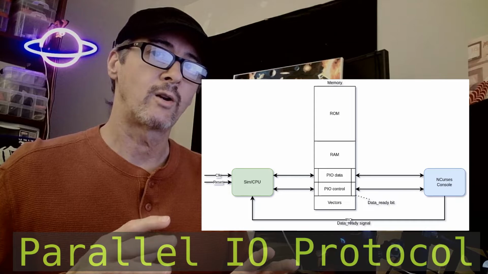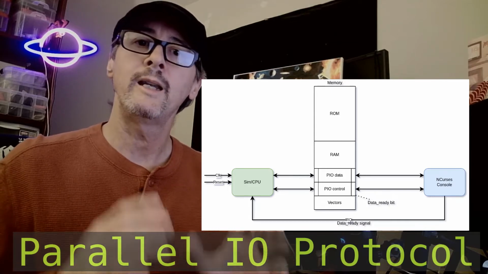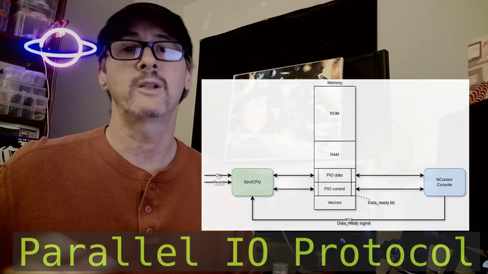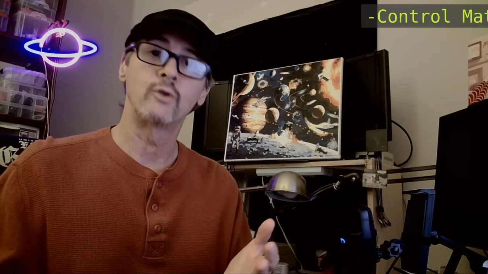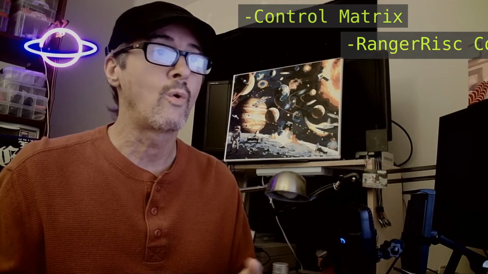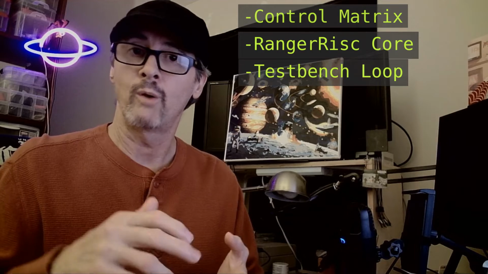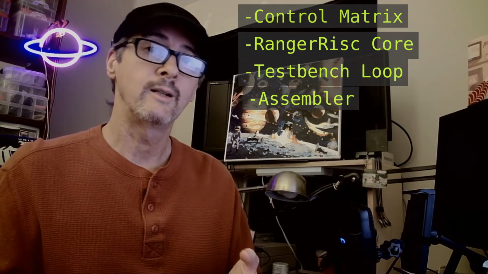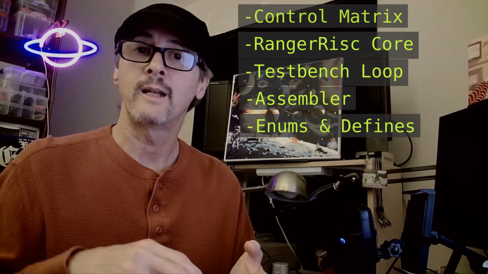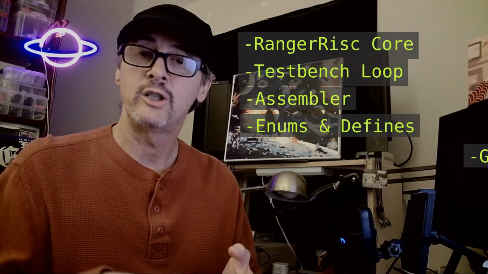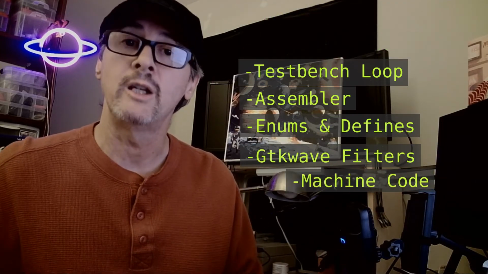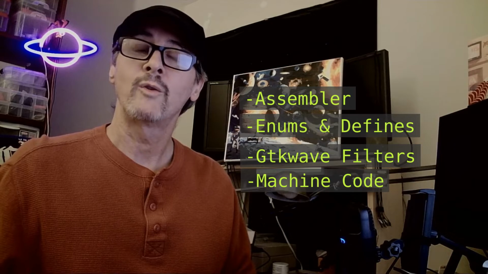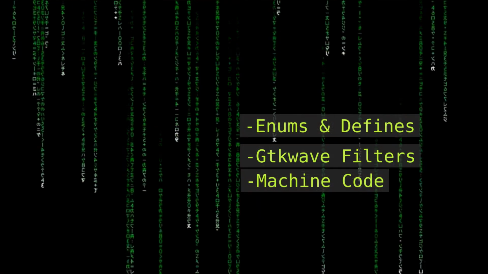To add CSRs to RangeRISC, we're going to need to modify and enhance some sections of the code. For example, the control matrix, the RangeRISC core, the CPP loop, where we'll inject an interrupt, a single line assembler, the enums and defines, and then a GTKWave filter, and finally machine code. So we'll swallow the red pill and enter the matrix.